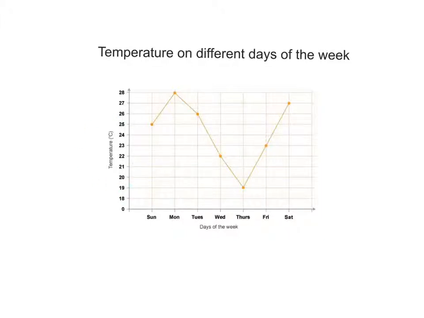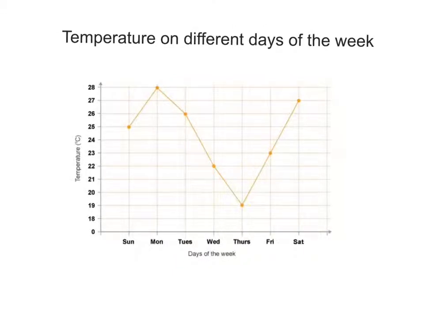So I can ask a number of questions about this. I could say, what is the temperature on Monday? Well, Monday, it was 28 degrees Celsius. I could say, what is the temperature change between Monday and Tuesday? So I have to find Monday is 28 degrees and Tuesday is 26 degrees. So I would say it was a decrease of 2 degrees Celsius.